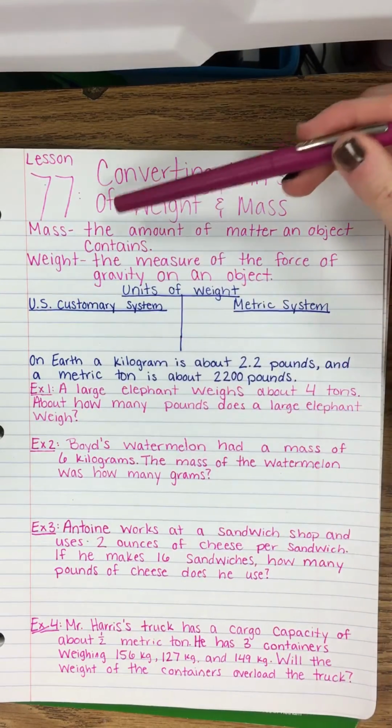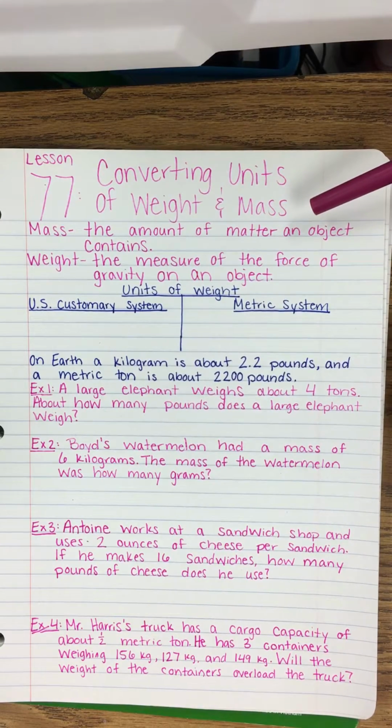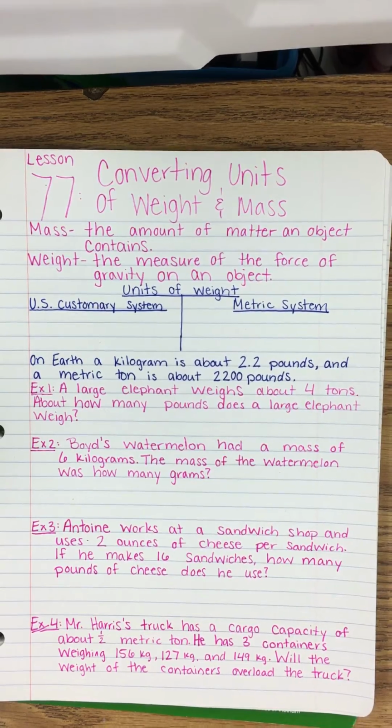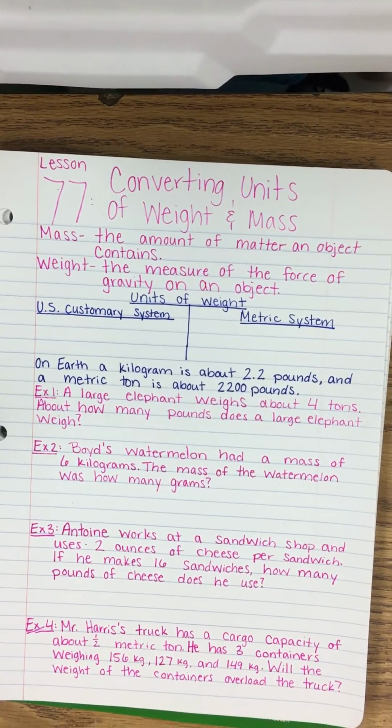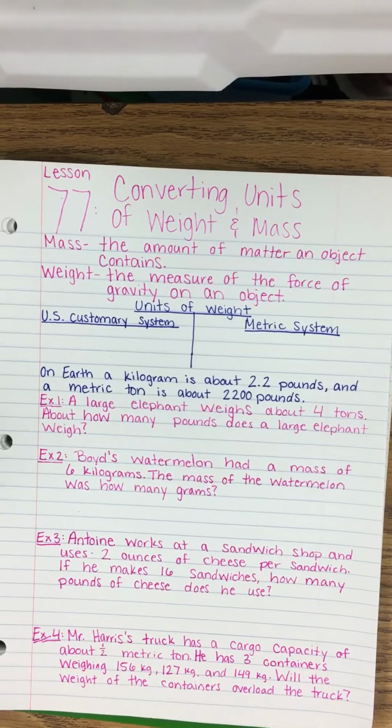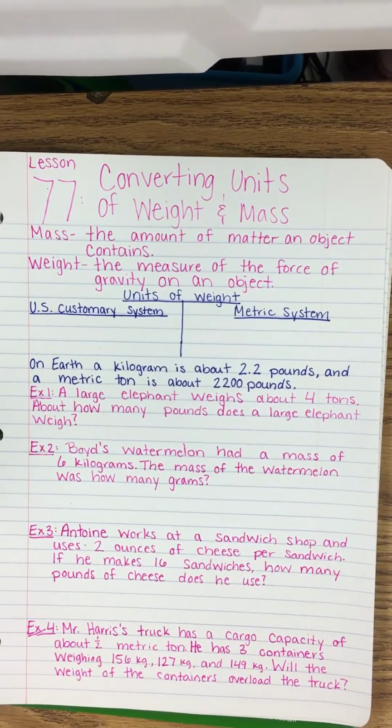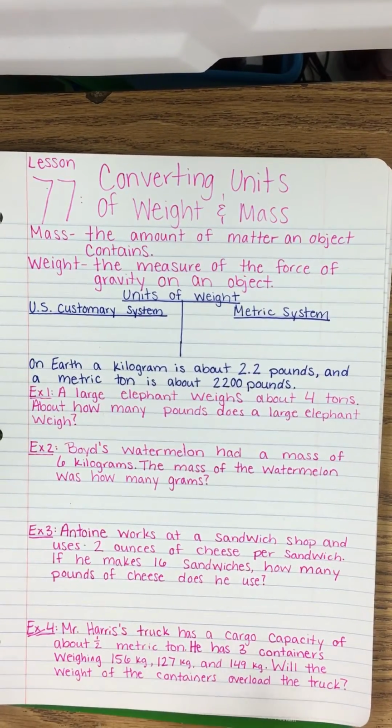So mass is the amount of matter an object contains, and weight is the measure of the force of gravity on an object, which you all know because it's how much gravity pulls down on you, so how much you weigh. All right, so units of measurement, or units of weight, actually.